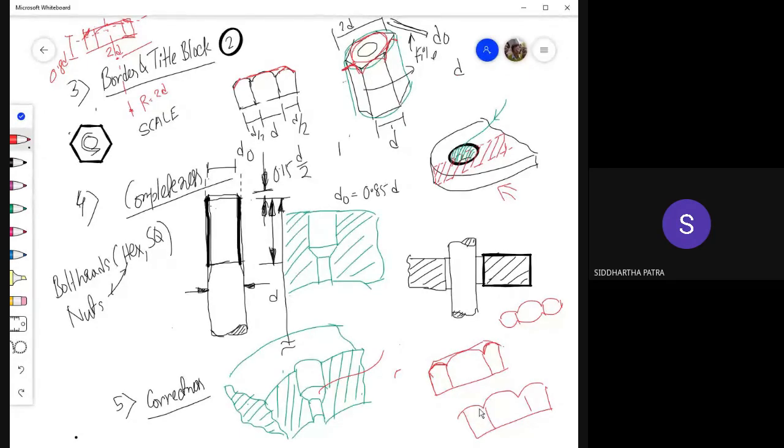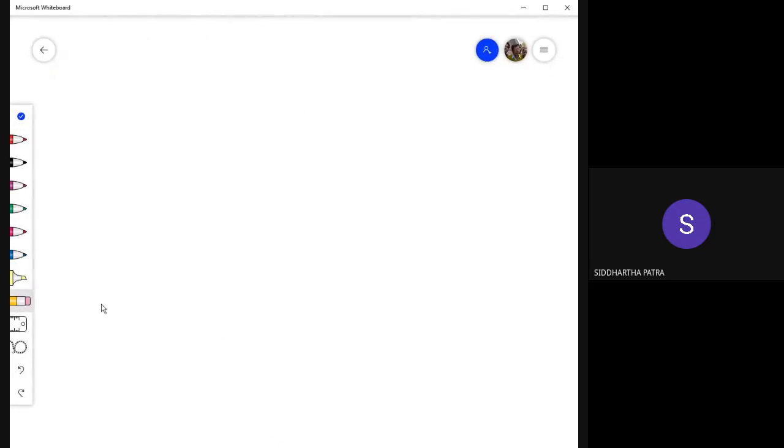One more thing regarding correctness. Let's take the gland bush or the neck bush, for example. Now, in the book, when there is an assembly drawing, this is what it looks like.